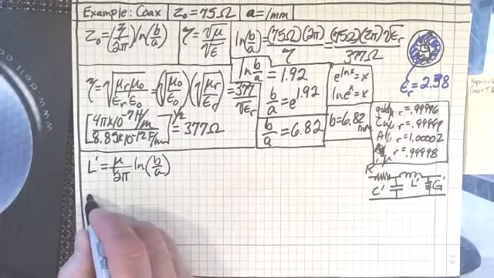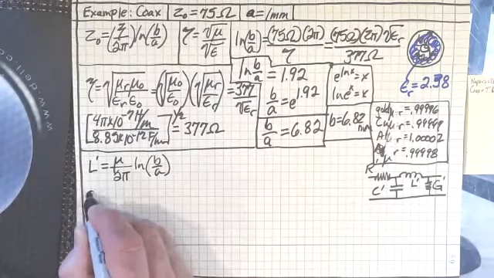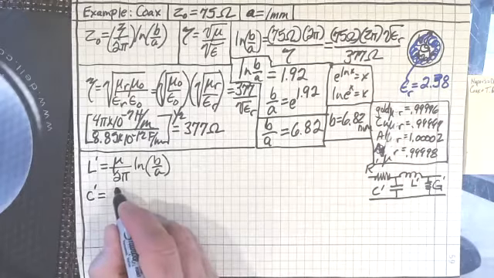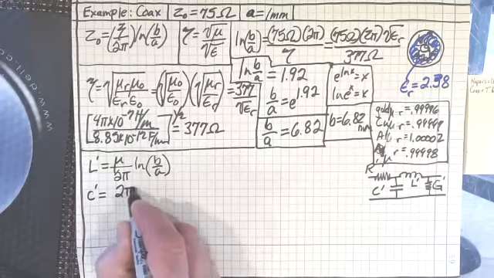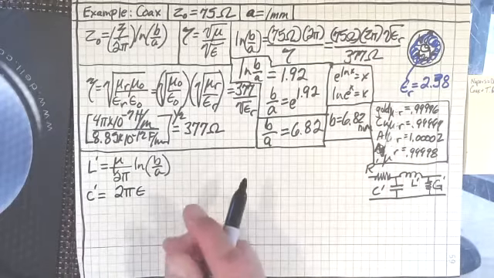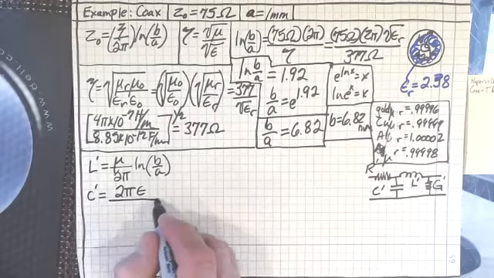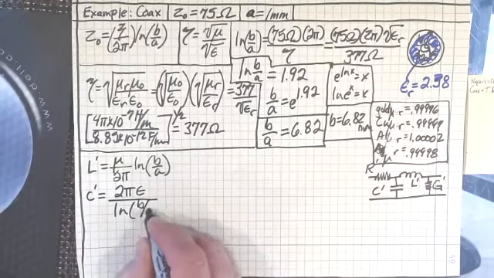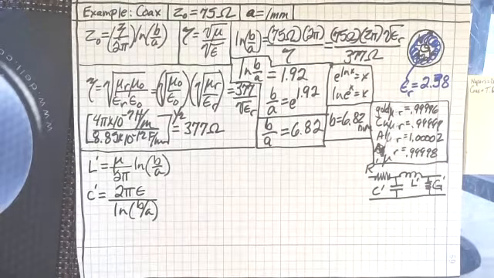I'm also going to give you the other ones as well. So capacitance per unit length is equal to, and I derived this in class in one of the earlier lectures, 2 pi epsilon divided by the natural log of B over A, right?